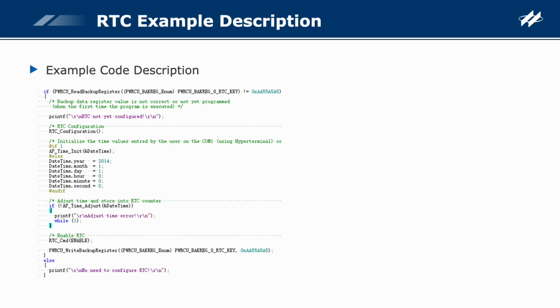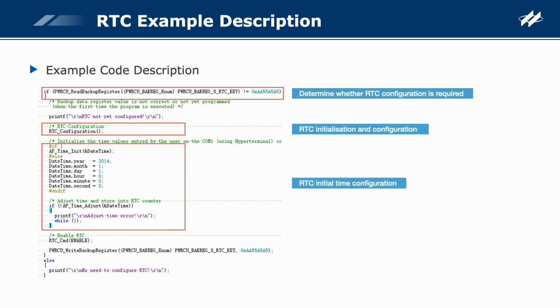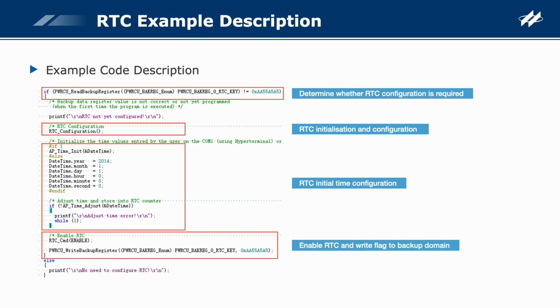Therefore, the RTC configuration process in the example is primarily divided into the following 4 steps. 1. Determine whether RTC configuration is required. 2. Initialize and configure the RTC. 3. Configure the initial time for the RTC. 4. Enable the RTC and write a flag bit to a specific register in the backup domain to prevent it from being reconfigured after the next reset.